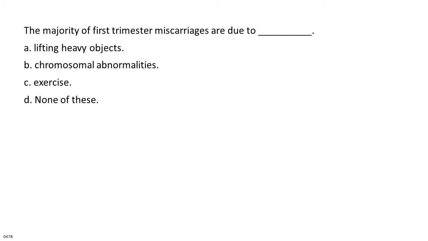The majority of first trimester miscarriages are due to A. Lifting heavy objects. B. Chromosome abnormalities. C. Exercise. D. None of these.